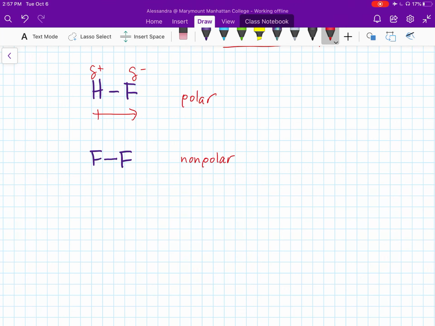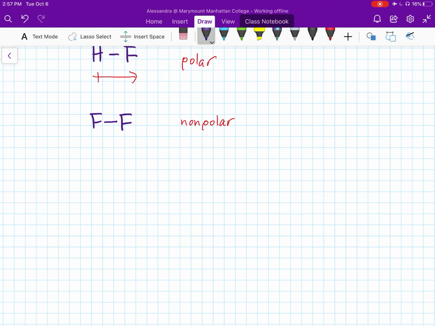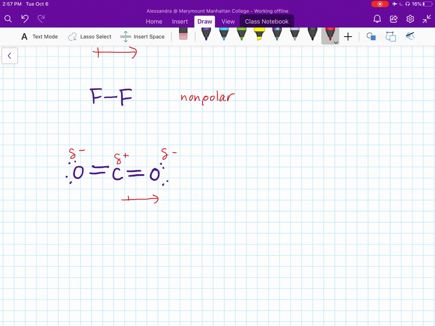Okay, but what about when we have larger molecules? Larger molecules can have polar bonds. For example, if I take the carbon dioxide molecule, it looks like this. Carbon and oxygen have very different electronegativity values. Carbon is more electropositive and oxygen is more electronegative. So I'm going to have a bond dipole on each of these bonds here.